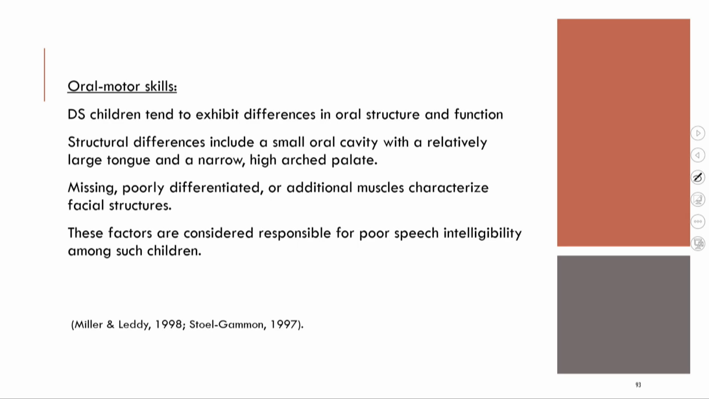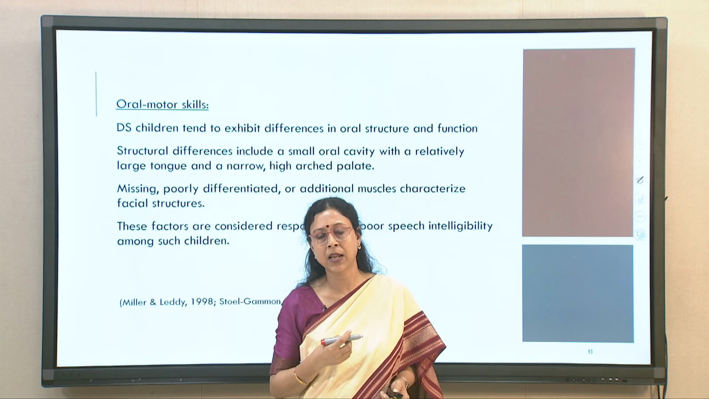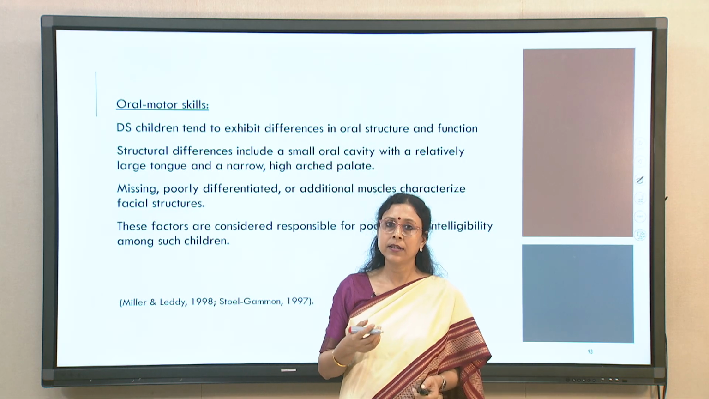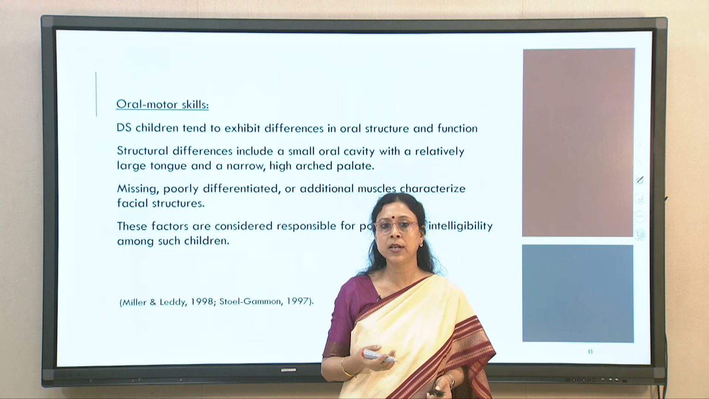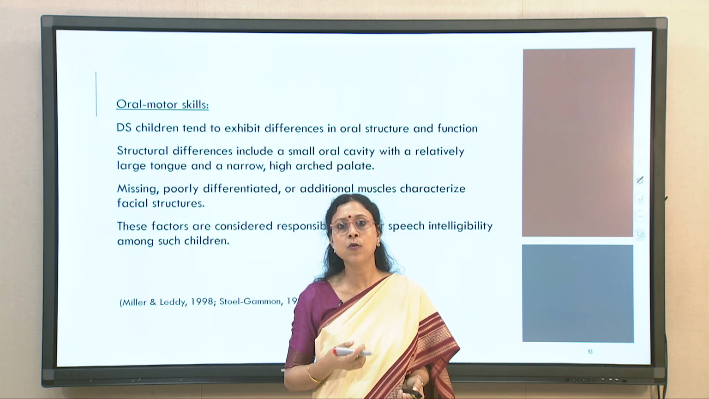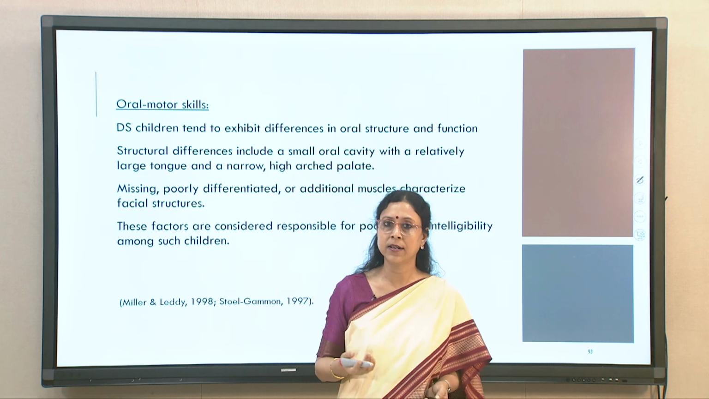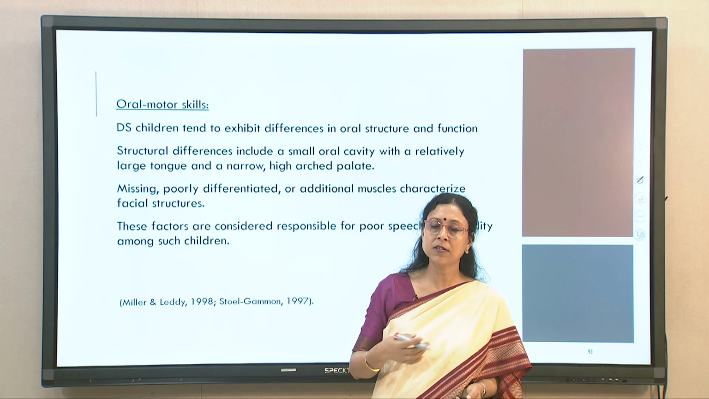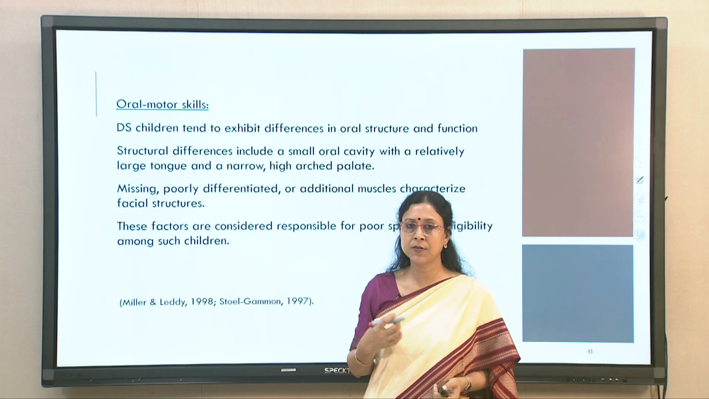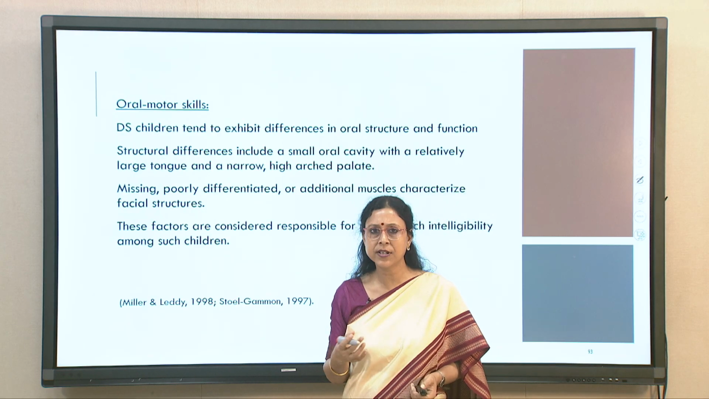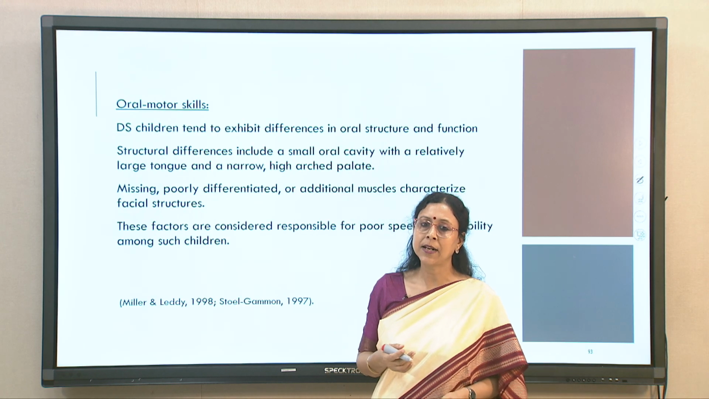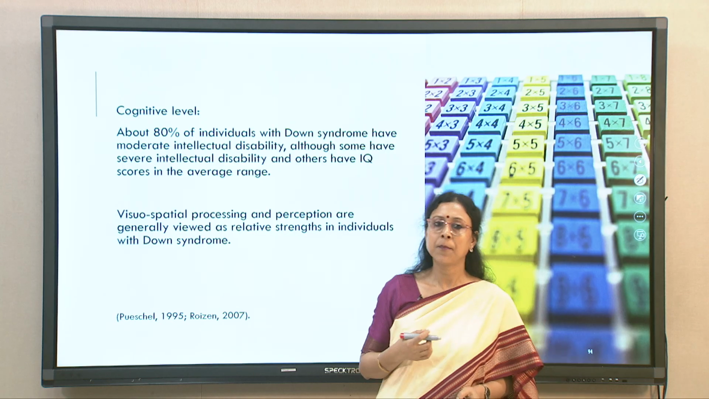So, Down syndrome children have hearing related issues, and their speech is also marked by poor intelligibility. It is not very easy to understand, and that is probably because of the different kinds of muscular structure, and the overall facial structure is different. So, that might be responsible for the problem.